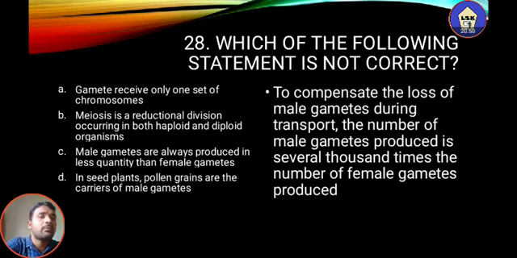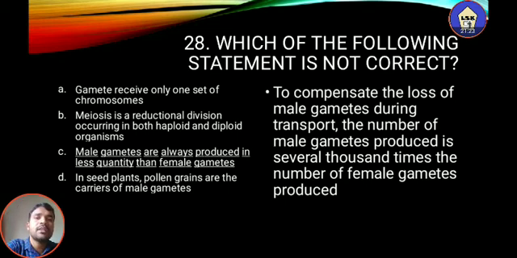See here, one important point is given. To compensate the loss of male gametes during transport, the number of male gametes produced is several thousand times the number of female gametes produced. Then what will be the right answer? They are asking for the wrong statement. Gamete receives only one set of chromosomes, correct? Meiosis is a reductional division occurring in both haploid and diploid organisms, correct? Because in zygote, meiosis takes place. So they have not mentioned any particular stage.